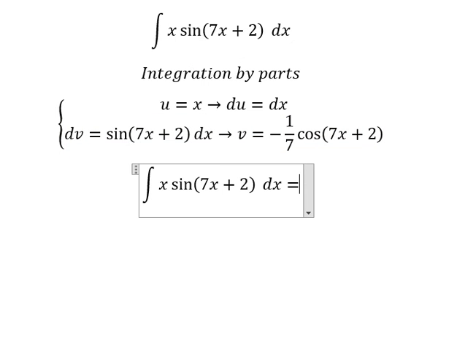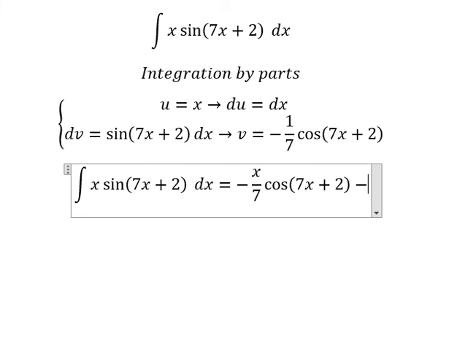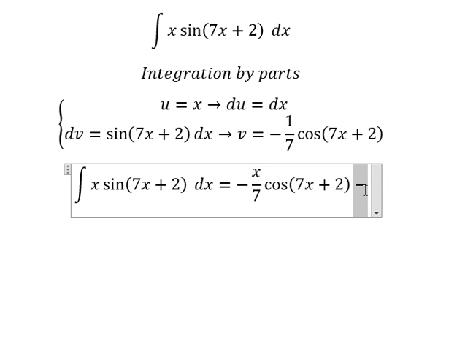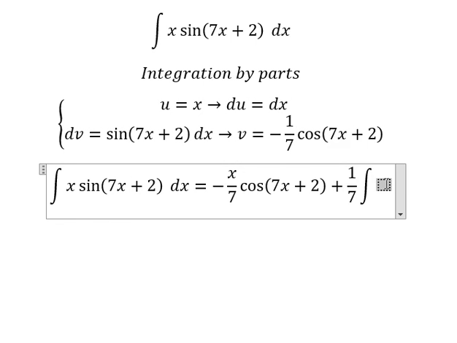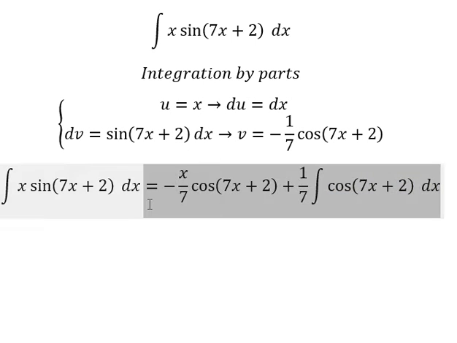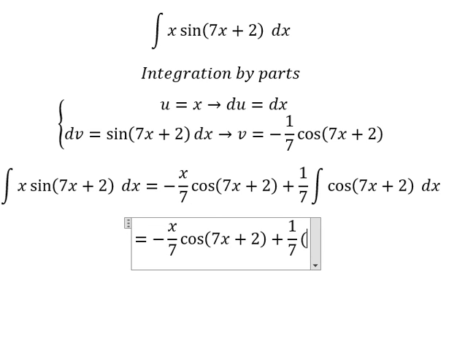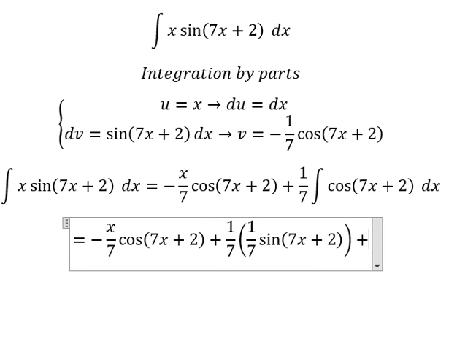we have u multiplied by v, so we have x multiplied by this one. Minus, we have v multiplied by du, negative and negative, we have positive. And now we have the integration of cosine of 7x plus 2 dx. So the integration of this one, we have 1 over 7 sine of 7x plus 2. And I will put c.